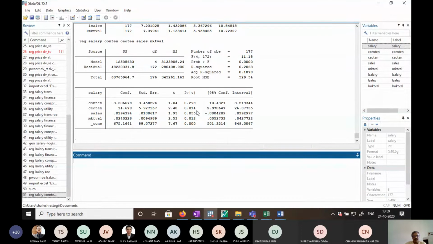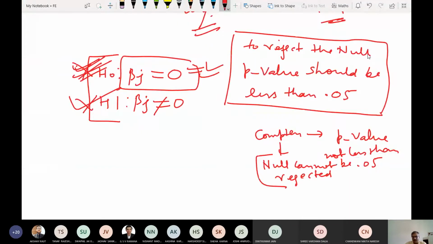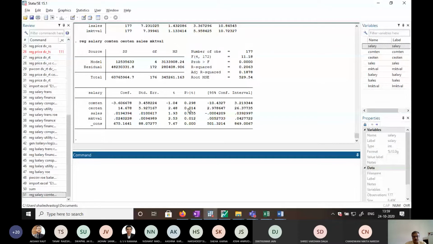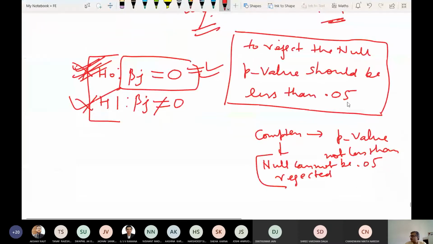CEO tenure p-value is 0.014. If we follow this rule, this is a generic pair of hypotheses. So in the case of CEO tenure, p-value is 0.014, which is less than 0.05. So the conclusion according to this is reject the null.